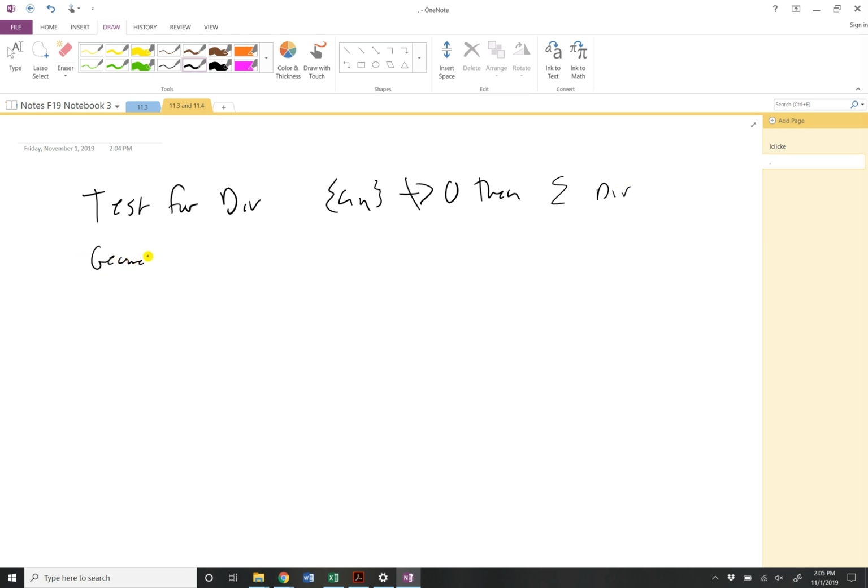We have the geometric series test. If r, your common ratio, is less than 1 in absolute value, then it converges. Telescoping series. It's not really a test, but if you can find a finite sum, then it converges.